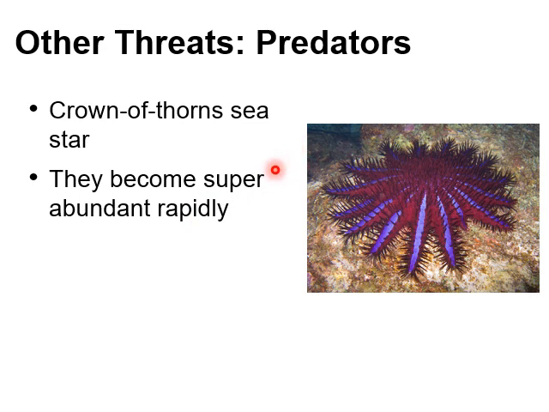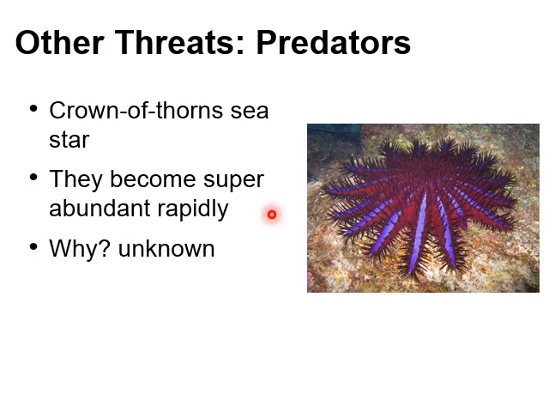So the issue with these things is that they will become super abundant super rapidly. You will go from there being no crown of thorns sea stars in the area to there being hundreds, if not thousands upon thousands of these sea stars in an area. They will kind of bloom in abundance and they will sweep through an area and they kill and eat all of the corals in that area.